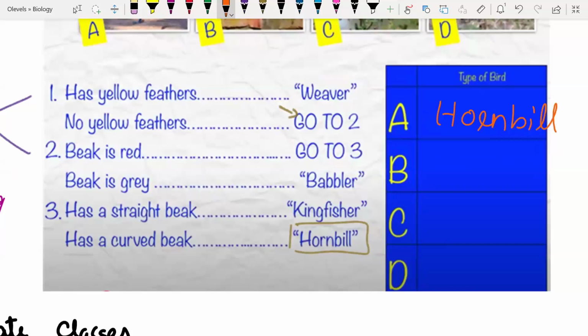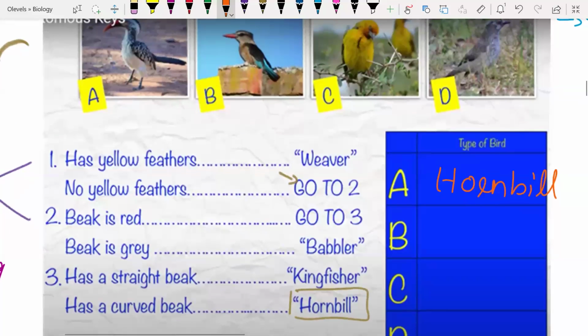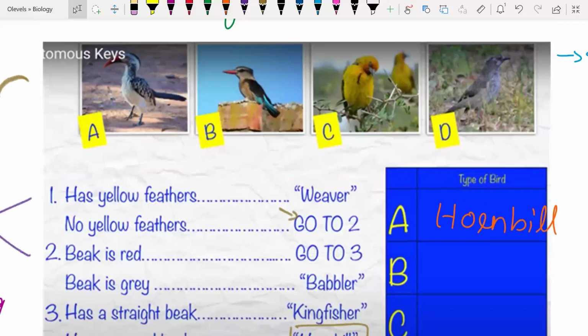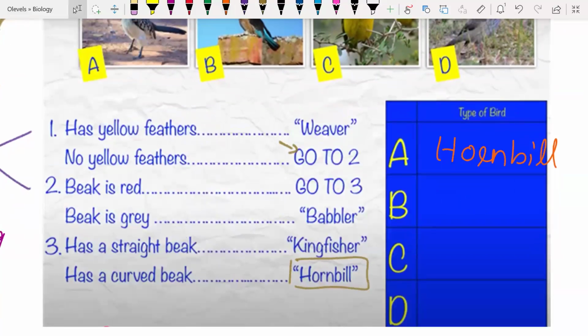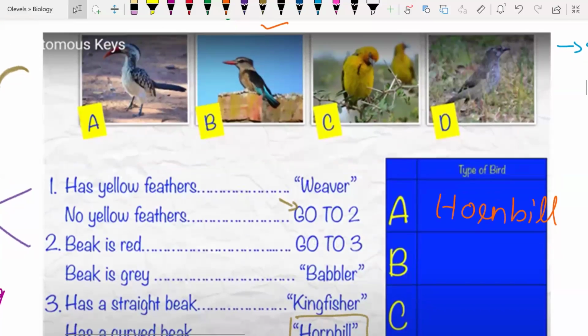Yes. Okay, now we have identified that the first image is of a hornbill. Now we have to move towards image number two. We have to start from the same keys: has yellow feathers. If it has yellow feathers, then it's a weaver. In this case, does it have a yellow feather? No, it doesn't. Then we would move to no yellow feathers, which says that you have to go to two.